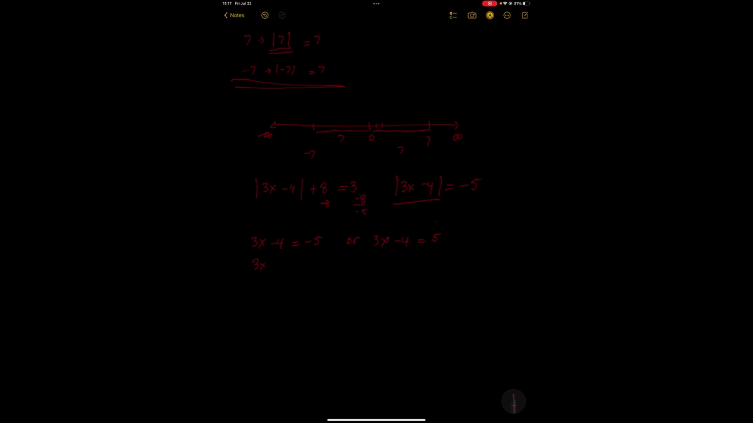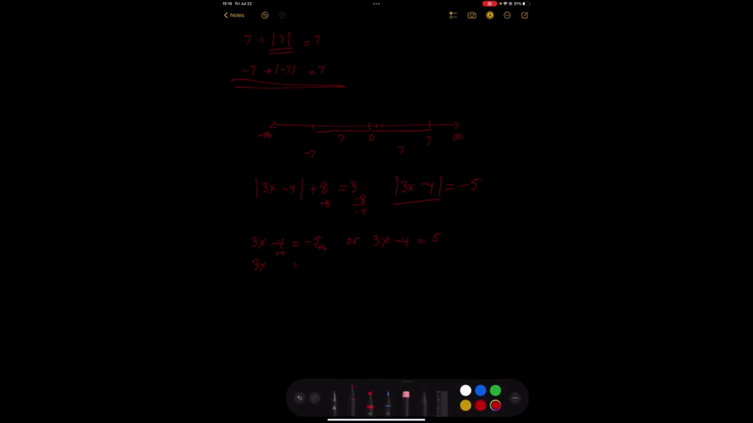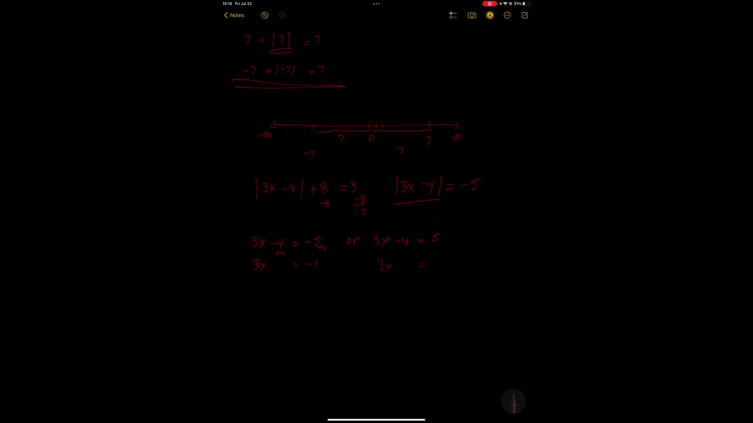3x, you have a plus 4, and that equals to what? 9? No, my bad, not 9. Minus 5 plus 4 is equal to negative 1. And then 3x equals 5 plus 4, which is equal to 9. So x is equal to negative 1 over 3, and x is equal to 3. So what does that mean?